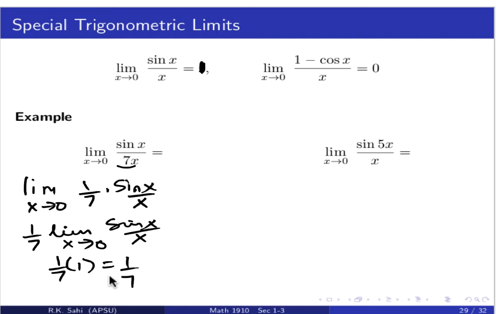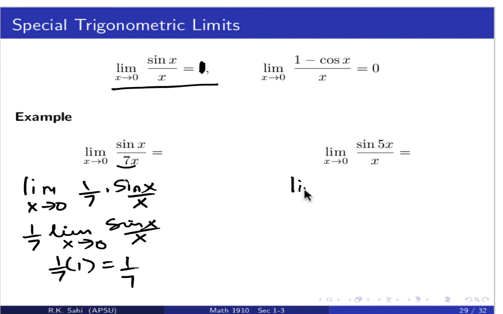It says, limit as x approaches 0 of sine of 5x over x. Now remember what I said. The formula is sine x over x. The x and the x match. Now here, next to sine is 5x, but we do not have 5x in the denominator. But we can make it. Remember, I can multiply and divide by a constant. It won't affect my original function.